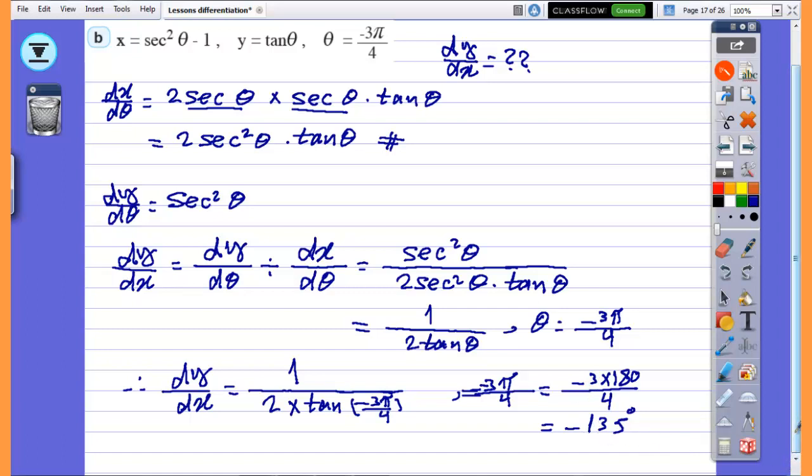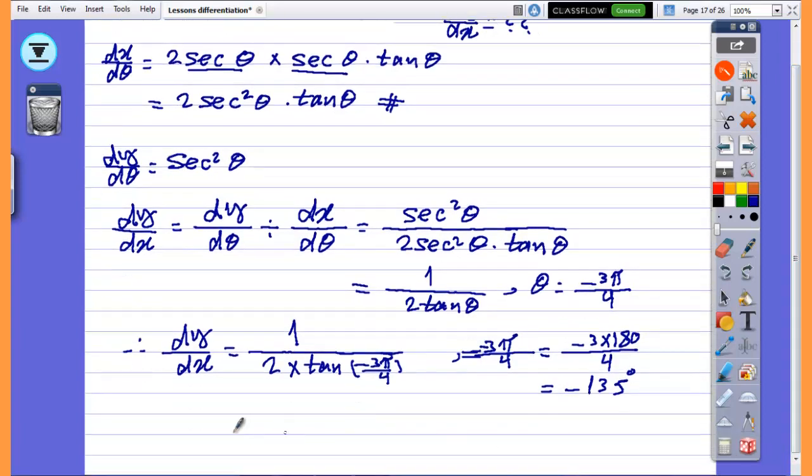Now substitute theta equals negative 135, so dy/dx equals 1 over 2 multiplied by tan of negative 135, which equals, now we will calculate it using the calculator.